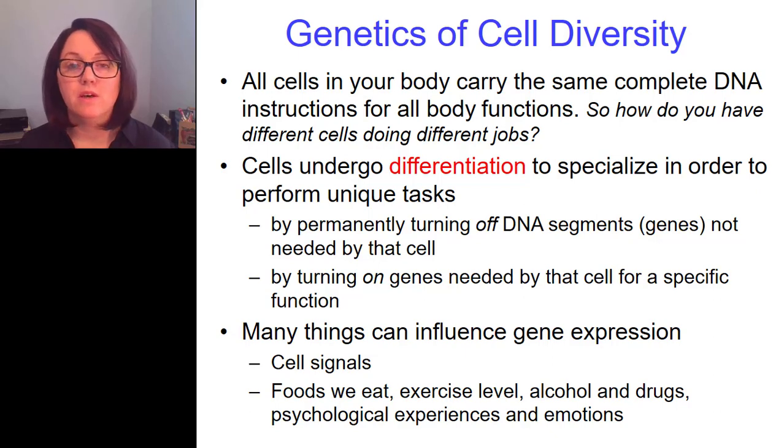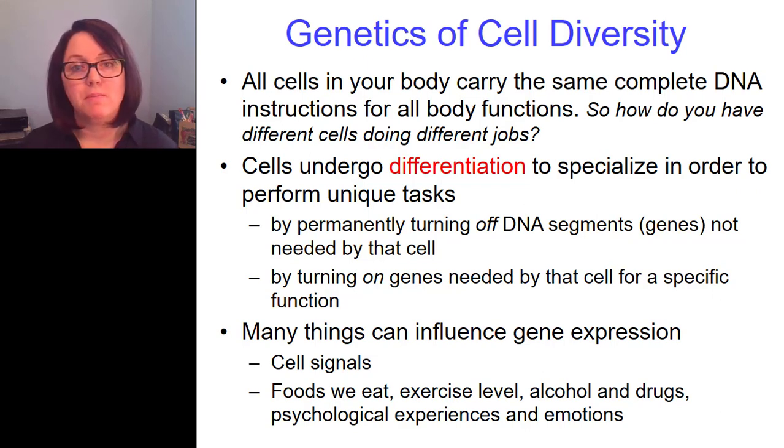Well, it turns out cells undergo a process called differentiation. And as the name suggests, this is the process of cells becoming different. Cells differentiate in order to specialize to perform a unique task for the body. During the process of differentiation, certain genes are permanently turned off, and other genes are turned on or up, if you will.